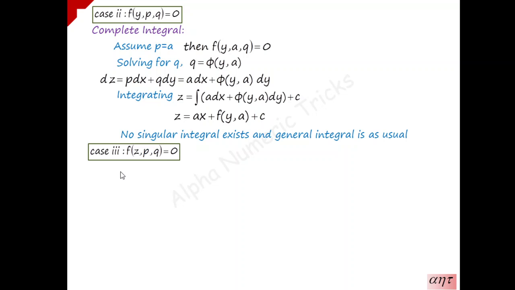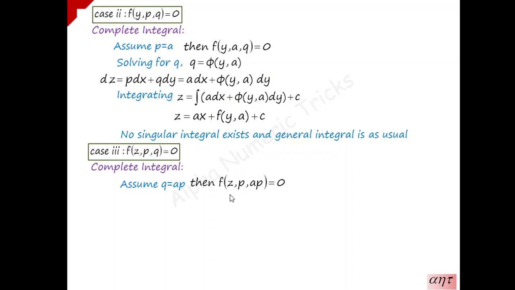Now we will see how to get the solution for case 3 problem, f of z comma p comma q is equal to 0. Here also the same procedure as case 2 we have to apply. Only the assumption is different to find the complete integral. The assumption we make here is q is equal to ap. If z alone is present in your problem, then you have to assume the substitution q is equal to ap in your given problem. Then it becomes f of z comma p comma ap is equal to 0.